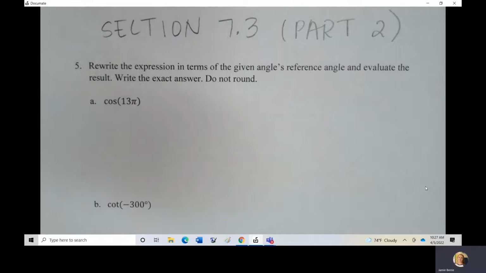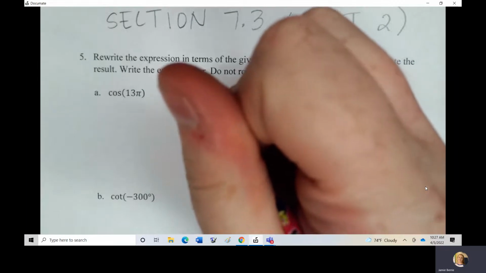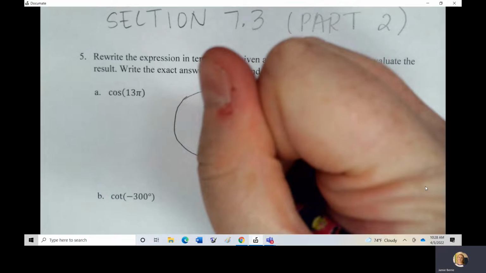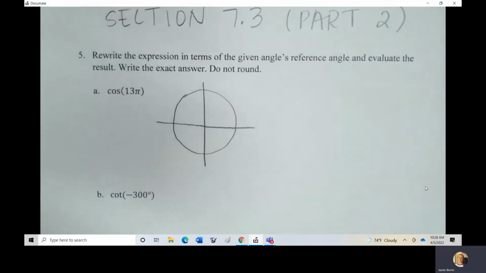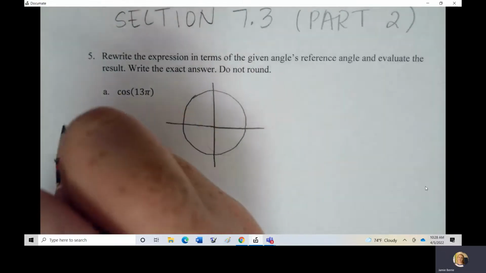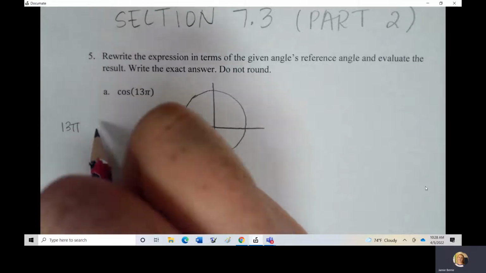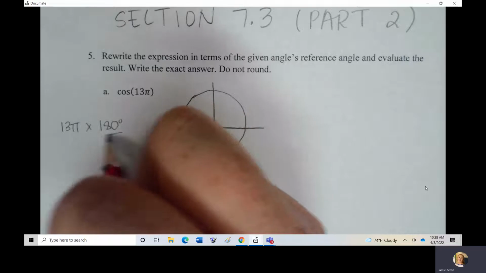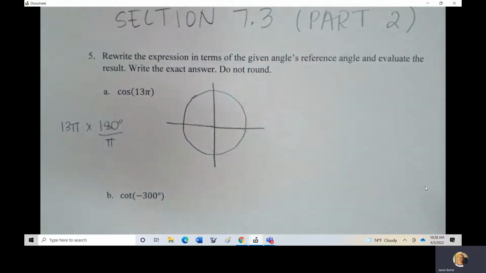All right, so it says rewrite the expression in terms of the given angle's reference angle, and then evaluate the result. Write the exact answer, do not round. Okay, so to start off, my suggestion is to draw a picture for each one of these: draw the unit circle. I am going to try to plot my angle here, but like I said in the last video, it's easier if I convert this over to degrees.